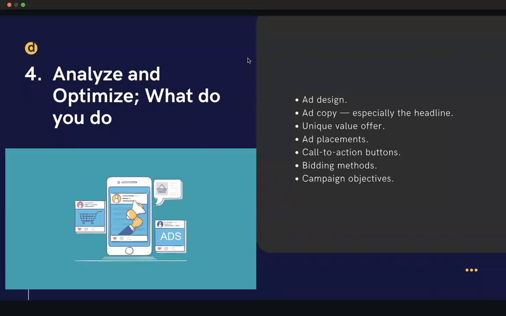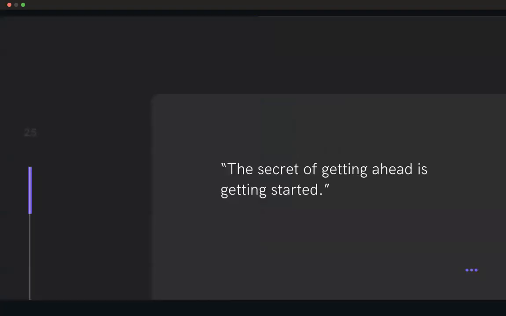Please let me know how you are feeling. Wait, one more thing. I have one motivational quote for us. I know some of us might be confused and ask, where will I start from? But the secret of getting ahead is just getting started. Just start from somewhere. During our practical class, we'll be forcing you to get started. And once you get started, it gets easier for you.